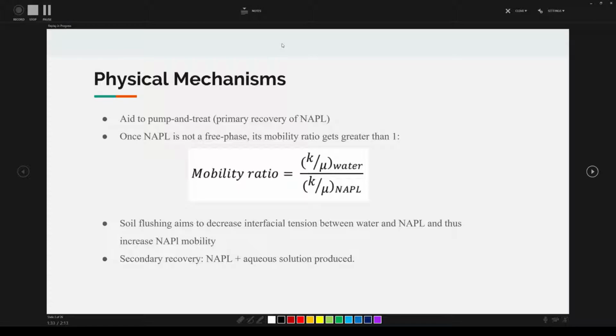And the secondary recovery will be NAPL plus some aqueous solution produced. And the water flooding type approach will be used in pump and treat when the mobility ratio is smaller than 1. And when the ratio is greater than 1, not only do we need to use the mobility ratio, we also need to decrease the capillary pressure by adding some agents, so that it is easier for us to extract those contaminants.